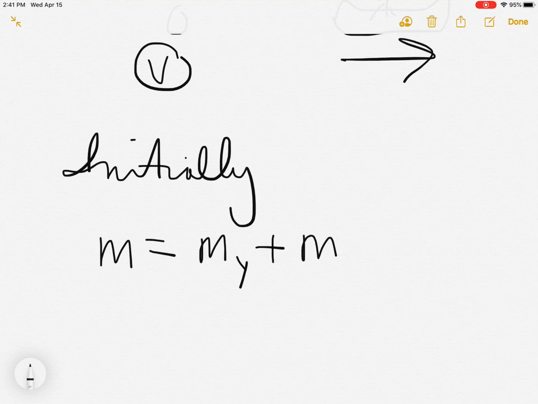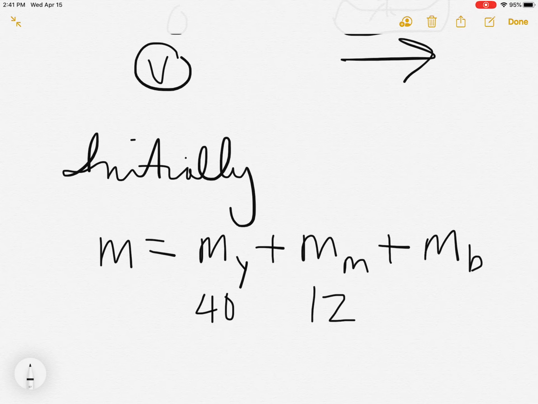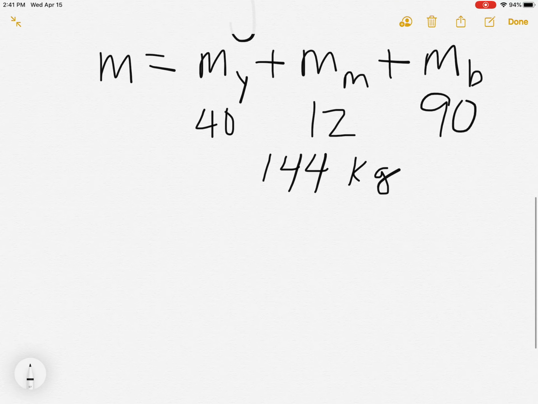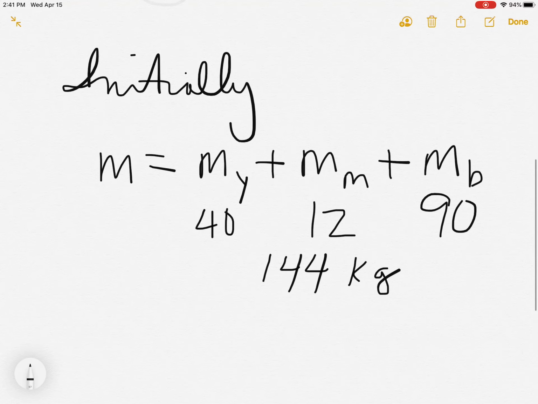So the mass initially is the mass of you, plus the mass of the medicine ball, plus the mass of the boat, right? So 40, the mass of the medicine ball is 12, and the boat is 90. So that's 144, I think. 130 and 12, right? 144 kilograms is the initial mass.